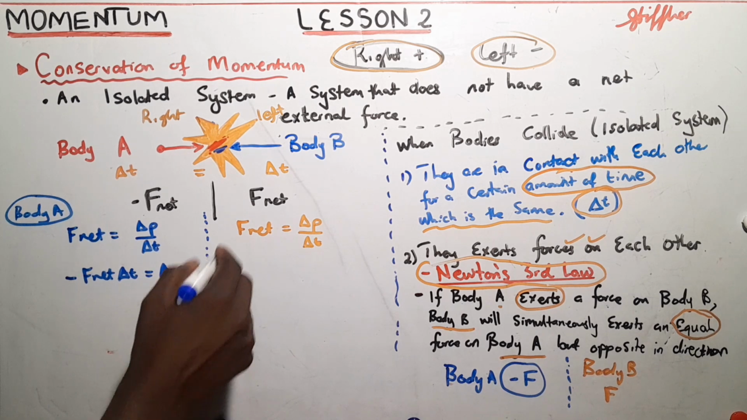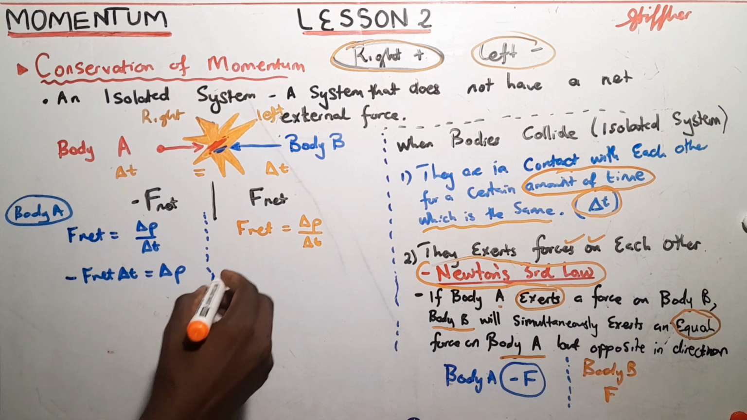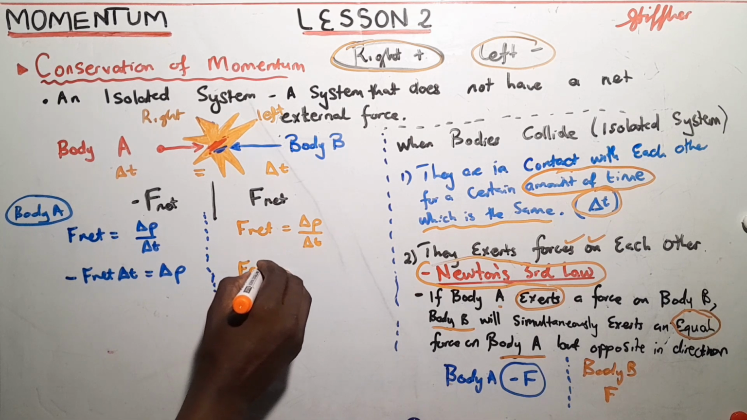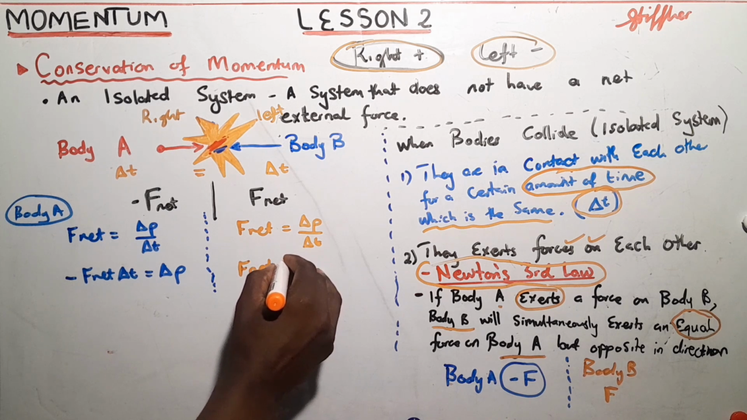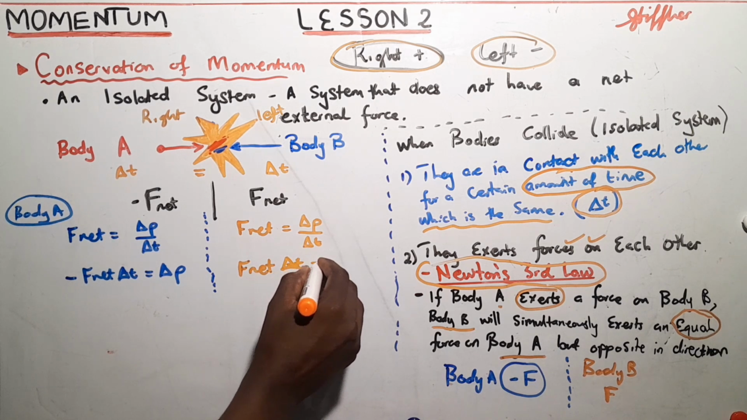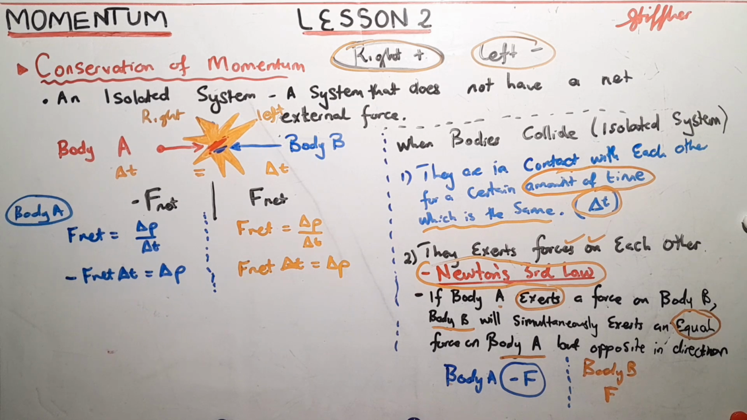So this same time is also happening on body B. Body B is going to the right, so the force exerted on it is positive. Multiplying by change in time will give us change in momentum, right? So now let's focus on body A for a while.